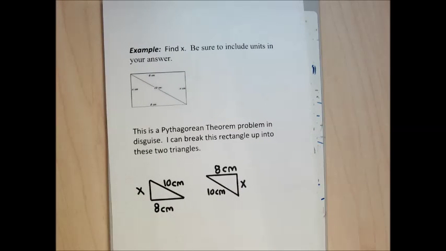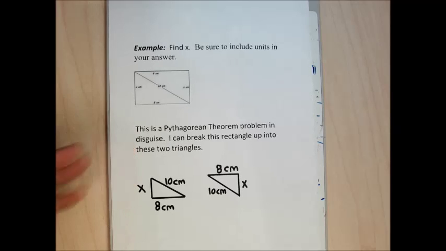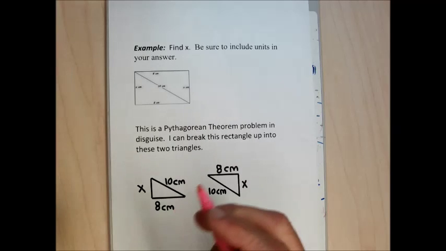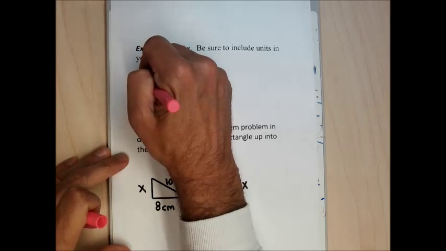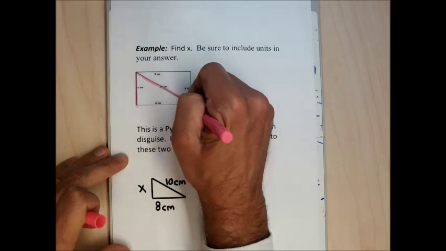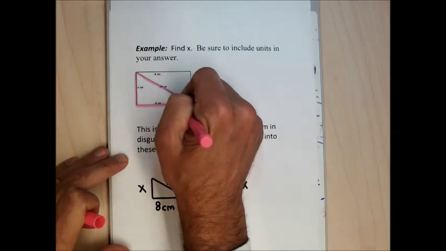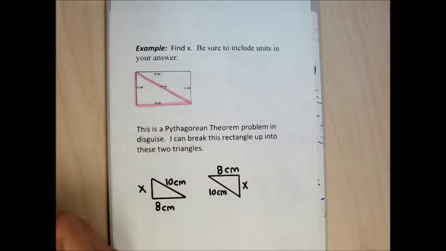I'm just kind of not showing or talking through the work that I've typed up because I'm doing the actual work. So, in this problem, it says find x, be sure to include units. So there's 2 different triangles here, and each triangle has an x. These are similar triangles, actually equal to each other.